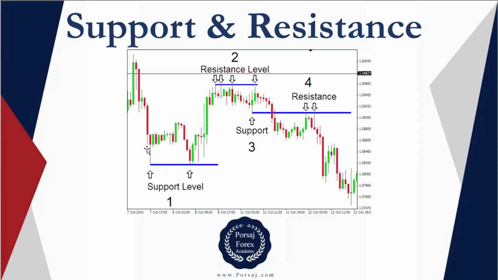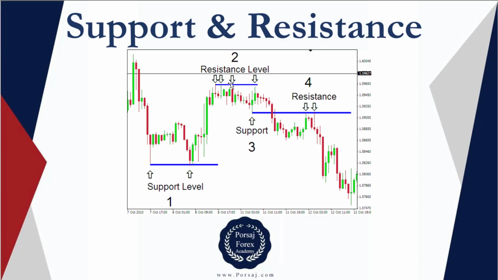When a currency pair's price approaches a support level, traders may look for signs of potential buying opportunities or reversals. Resistance is the opposite of support. It's a price level at which a currency pair tends to stop rising and may start declining. It acts as a ceiling that prevents the price from rising further.